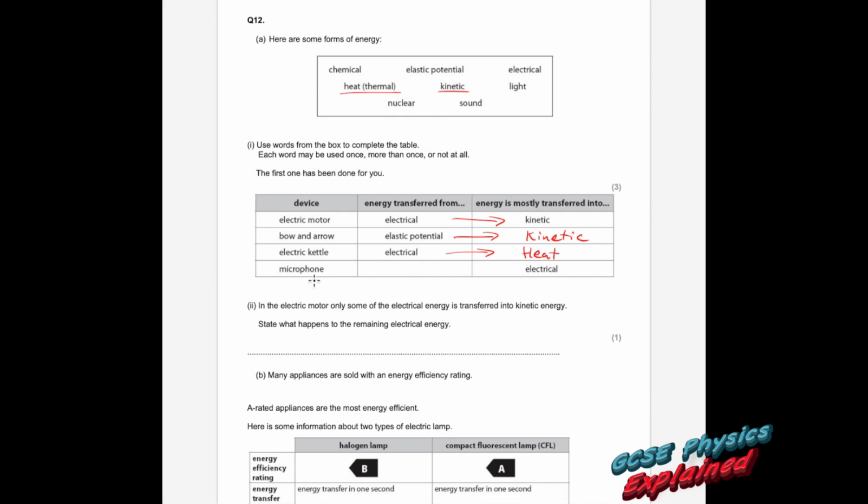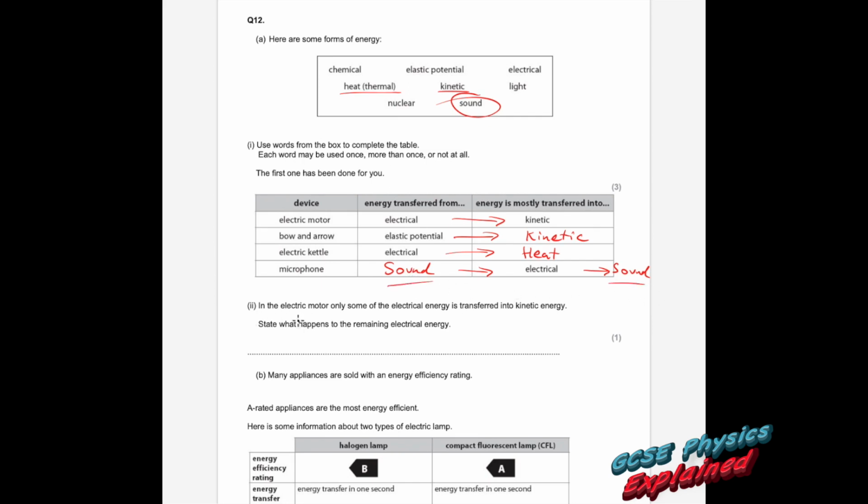Right, and a microphone. What type of energy do you put into a microphone? Well, you talk into it, don't you? So that's sound. Sound energy goes in, and that turns it into electrical energy. And then the electrical energy gets turned into sound as well. So if they did want to know that, that's what happens when your voice comes out of the speakers.